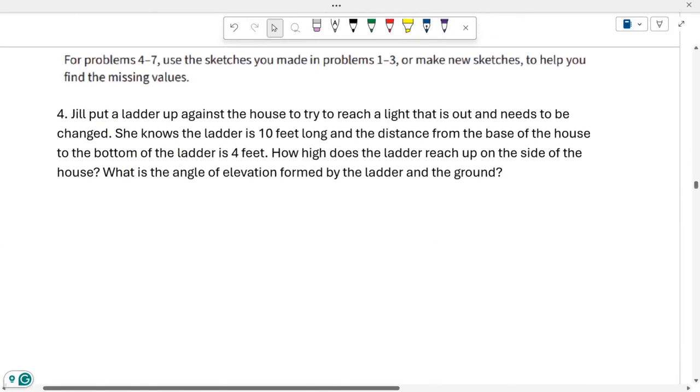All right, new directions. For problems 4 through 7, use the sketches you made in problems 1 through 3, or just make a new sketch, to help you find the missing values. So question number 4: this piece of number 4, right there in brackets, is identical to question number 1. That's the scenario. It's the same exact scenario.